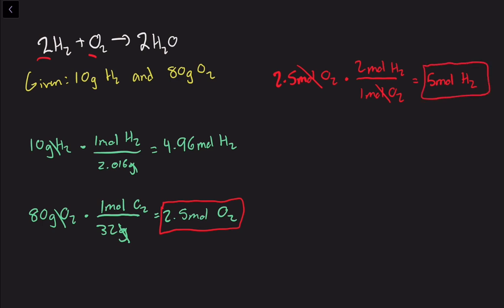Well, how many moles of H2 do we actually have? We only have 4.96. So we need 5 moles of H2 to fully react with our 2.5 moles of O2 that we have, but we don't have enough, meaning that H2 is our limiting reactant.